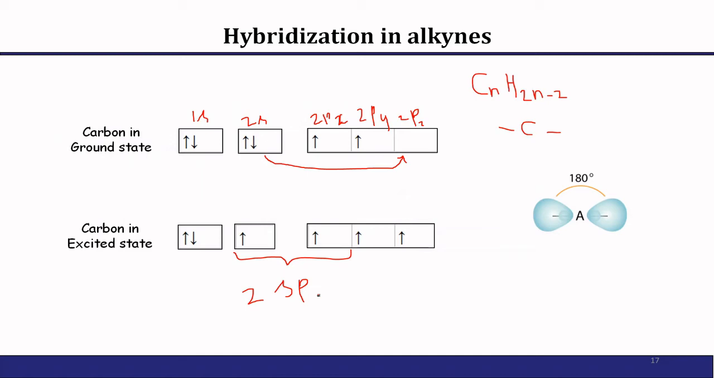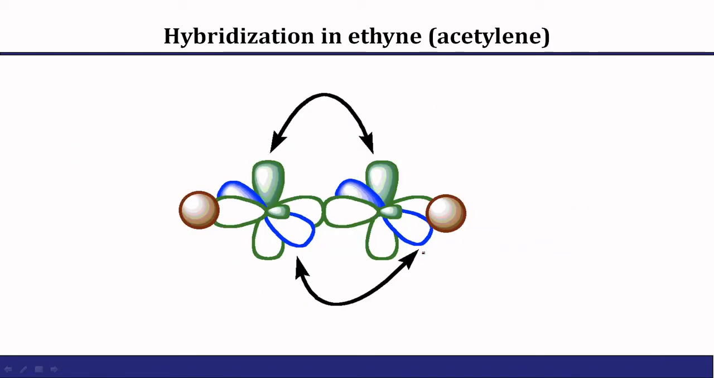Remember that you have two unpaired electrons now. One unpaired electron is lying on the 2py orbital, the other one is on the 2pz orbital. So both are perpendicular to each other. So this is how the lobes will look. One of the lobes on the sp hybridized orbital will combine with the 1s orbital of a hydrogen atom and form a sigma bond. The other lobe will combine with another sp hybridized carbon atom and generate a sigma bond.